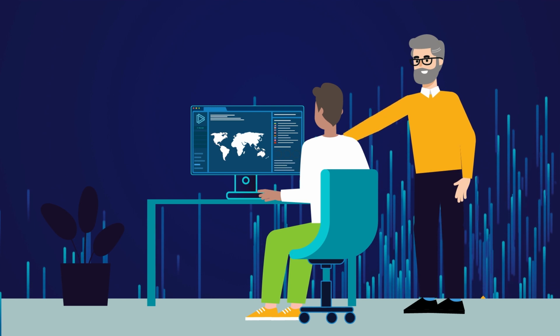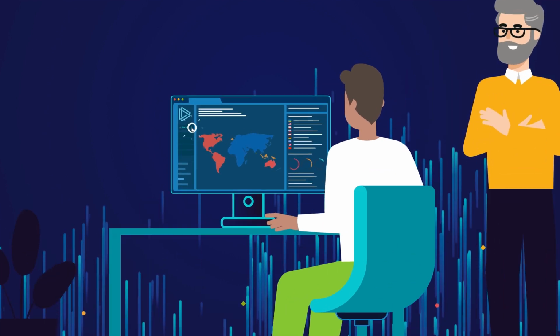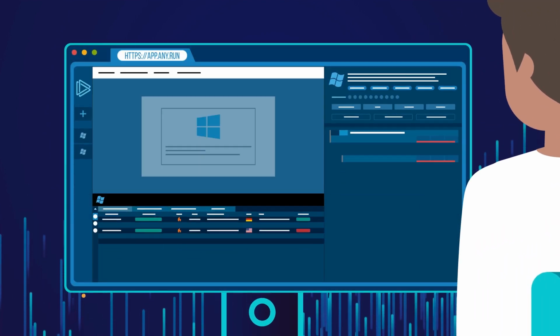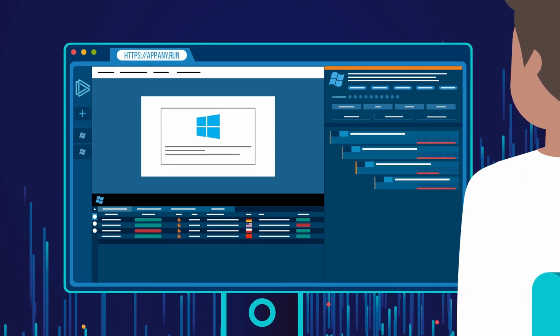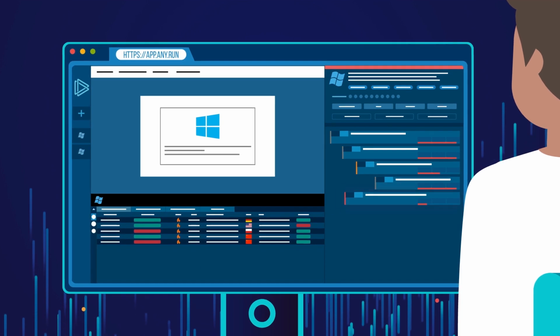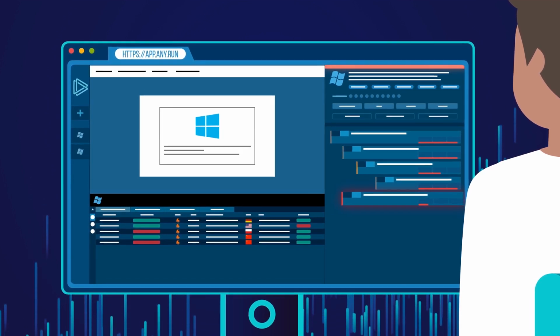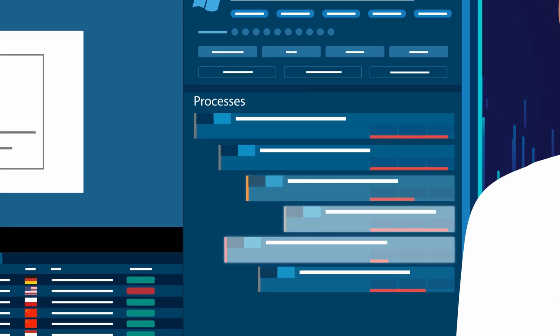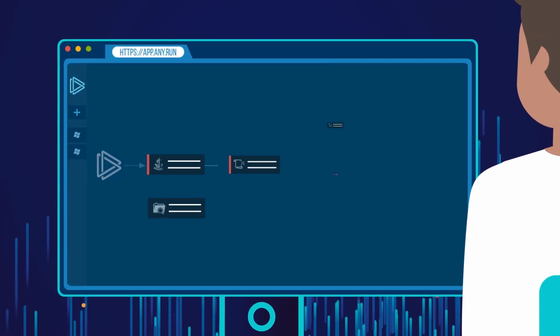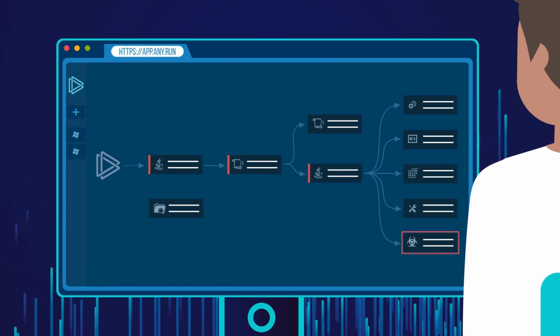ANY.RUN provides a unique interactive approach to the analysis of malicious content. Your malware analysis takes place in real time, and you are directly involved in the process. Imagine preparing a workspace in a matter of seconds for launching malicious files, with no need to configure additional tools for logging system events and network sniffing. That is what ANY.RUN offers.